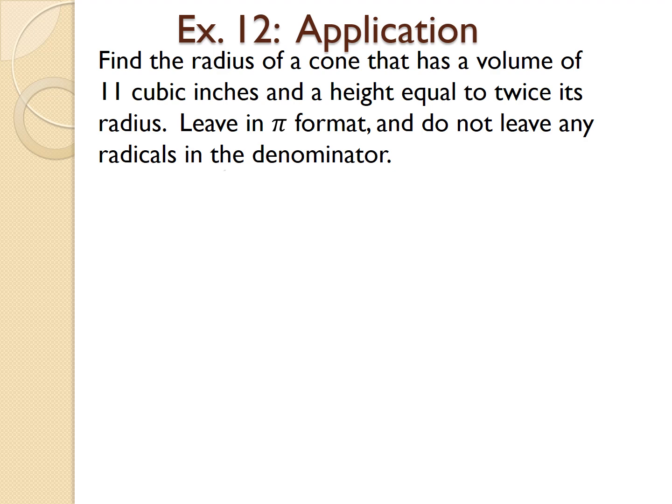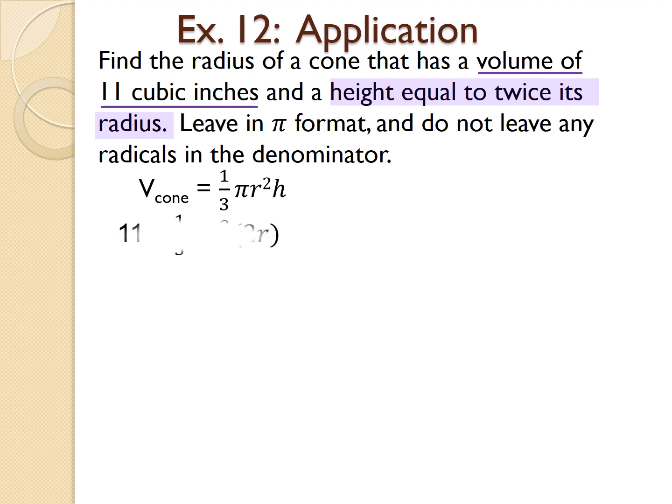So we gave you this formula. Now, right away, I see that I have a volume of 11, so 11 will go in for the volume, 11 cubic inches. Now, this is the other key part. The height is equal to twice the radius. So I'm not going to leave the h in there. I'm going to change the h to 2r because the height is equal to twice the radius. So I'm going to sub in those two values: 11 for volume, 2r for height.